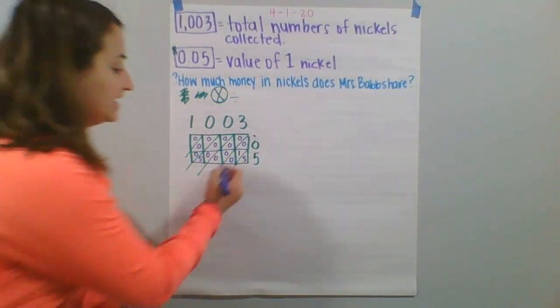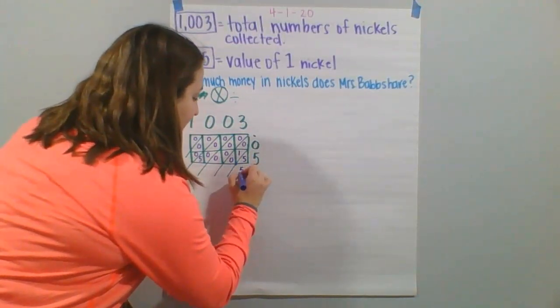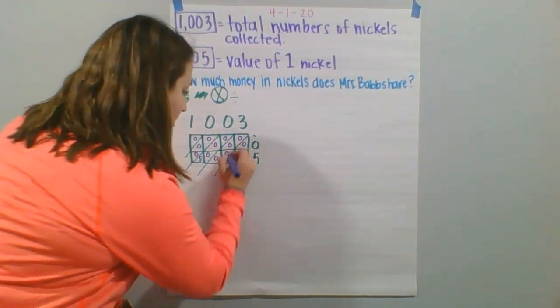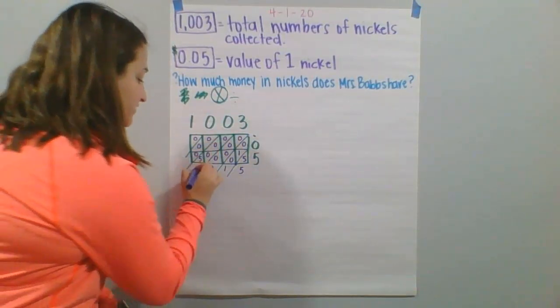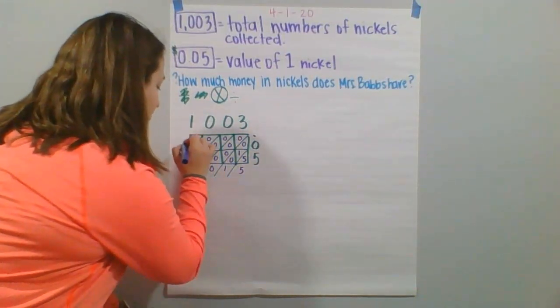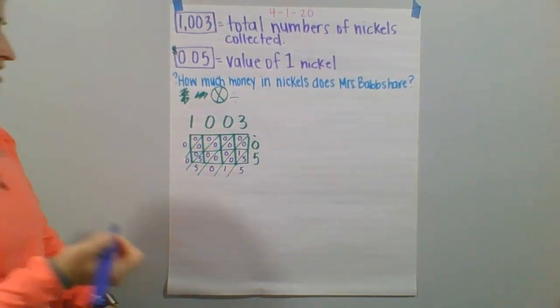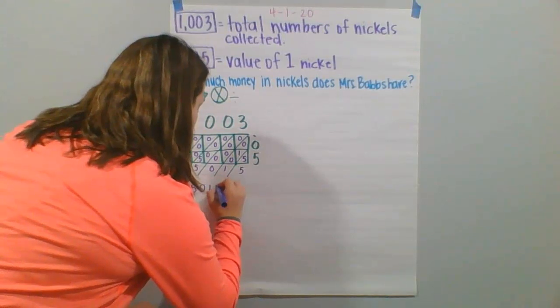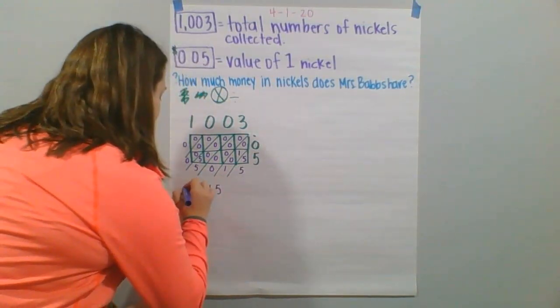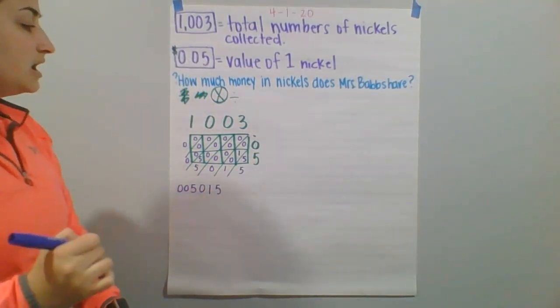So now we're going to add each column. So we have 5. 1 plus 0 is 1. This whole column has zeros. This whole column has 0 plus 5, which is 5, and then 0 and 0. So right now I have 5, 0, 1, 5, and I have 2 zeros before that.